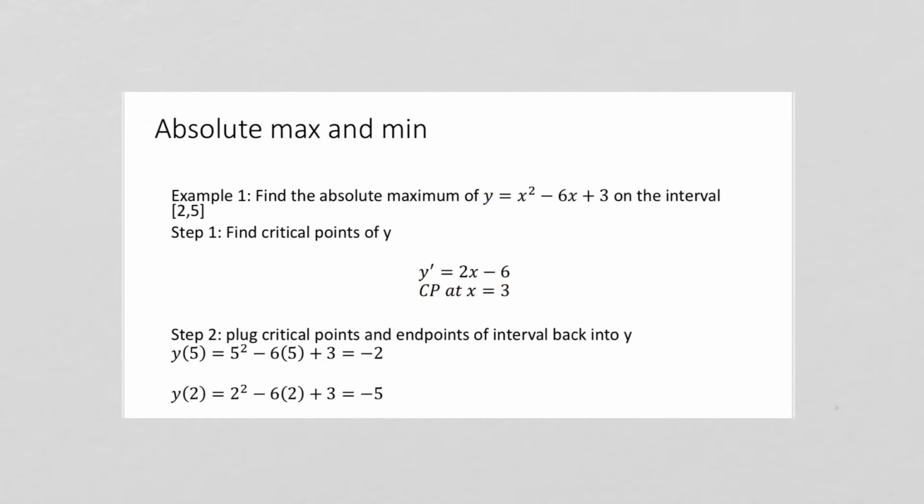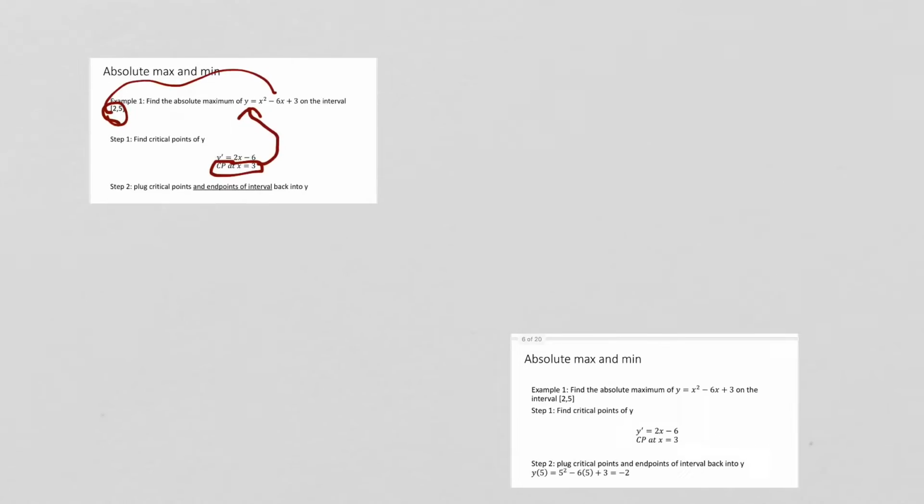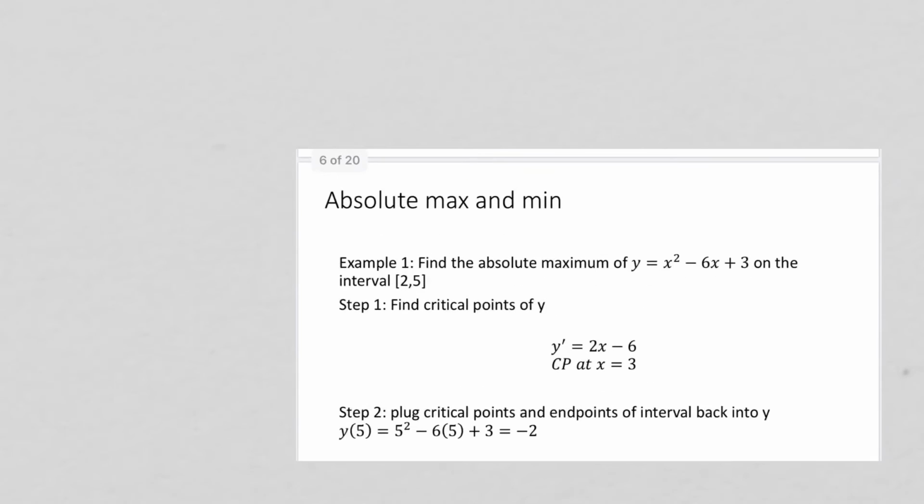I plugged in the endpoint x equals 5 first, and I'm just plugging this into the function to see what the y value is. So I get 5 squared minus 6 times 5 plus 3, which equals negative 2. So I know that at 5, the y value is negative 2. That could be the max or the min at this point. I need to check the other points. I need to check x equals 2, and I need to check the critical point.